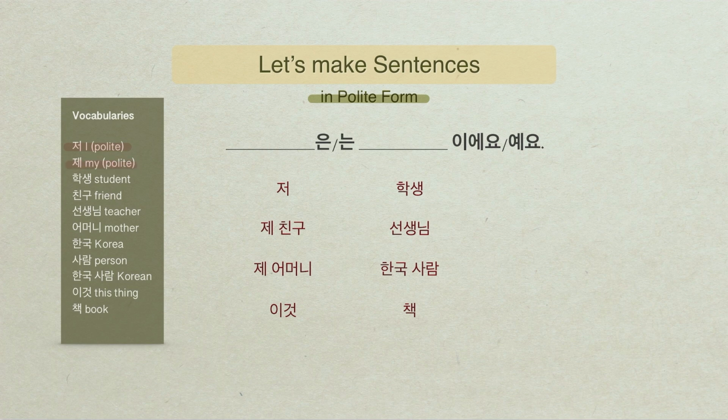So let's make a sentence here. 저. 저 ends in vowel. So 저는 학생, 학생이에요. Because it ends in consonant. 제 친구, my friend. 제 친구는 선생님이에요. 제 친구 ends in vowel. 선생님 ends in consonant. 제 어머니는 한국 사람이에요. 어머니 ends in vowel. 한국 사람 ends in consonant.